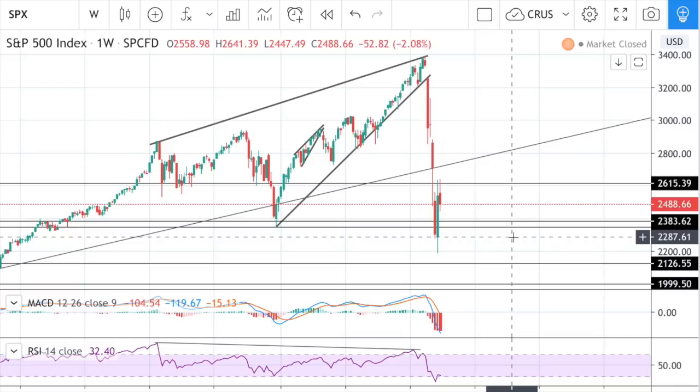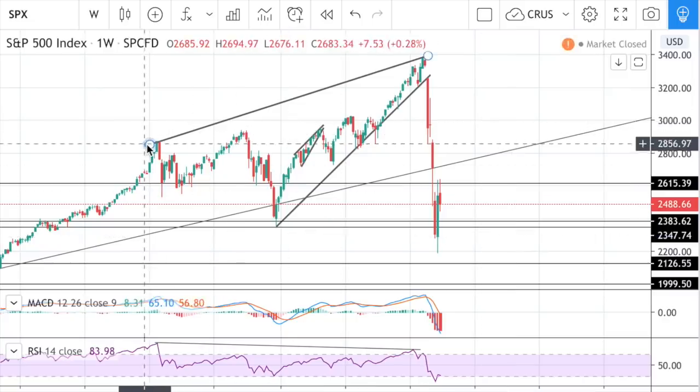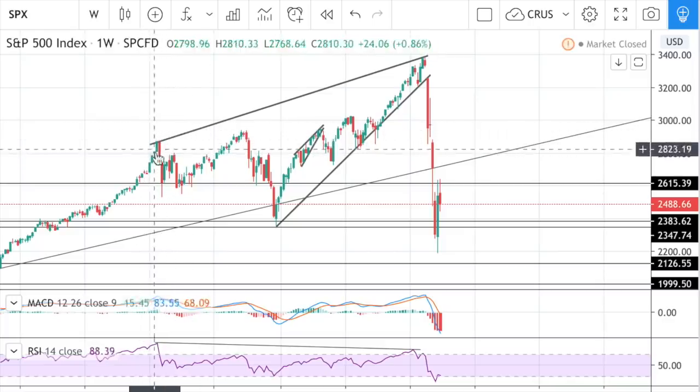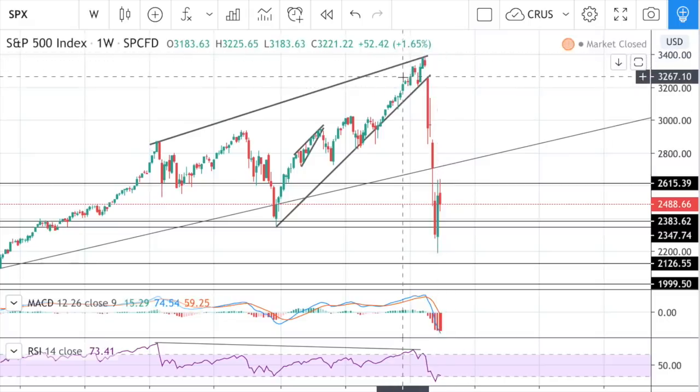Before that, I do want to start with a quick review of what's happening on the weekly chart. I think it's always useful to have a longer term view before getting into the daily chart. So on this chart, we have a wedge pattern going from back here at the beginning of 2018 all the way to the all-time high here.